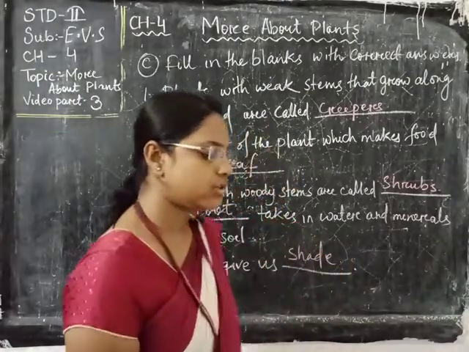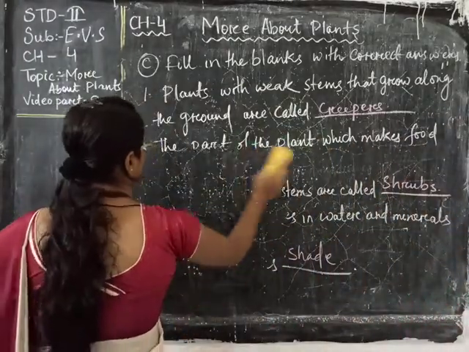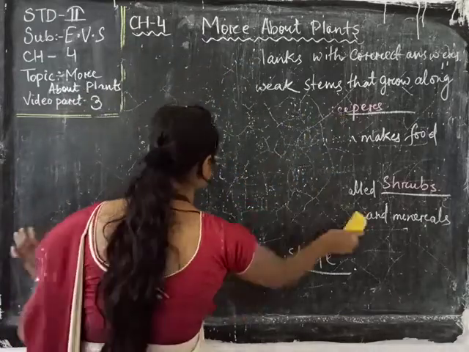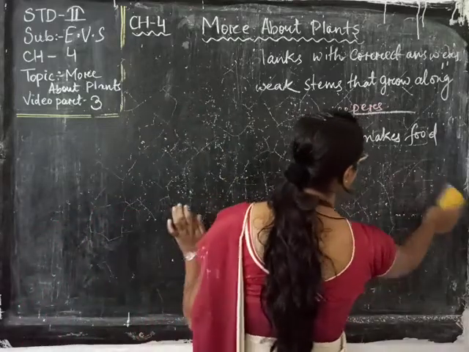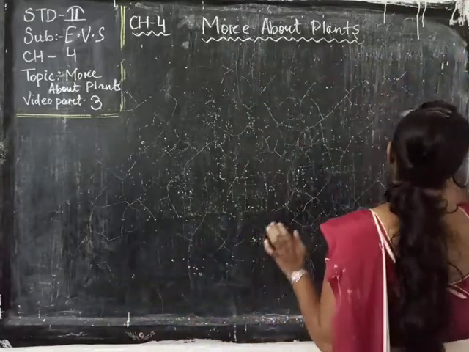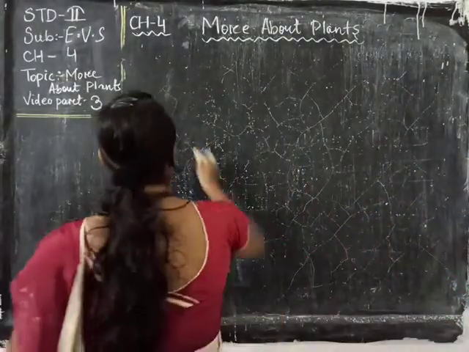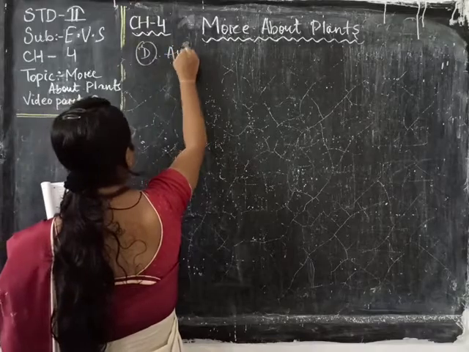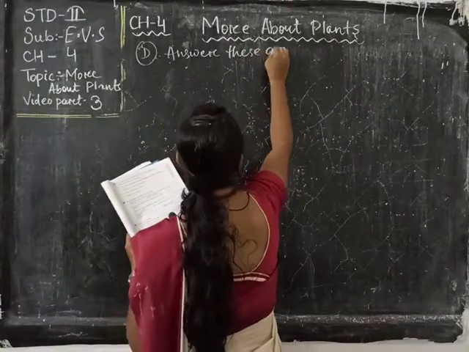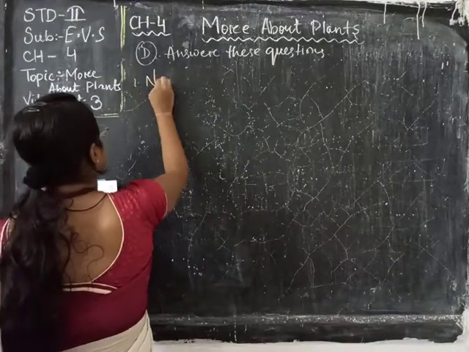Okay, next we will do the question answers which are given. So take out your EVS notebooks everyone, not in books, because there is no space. So how can you write the answers? Just take out your copies, and we will write the question answers one by one. Number D is given, answer the following. Answer these questions.